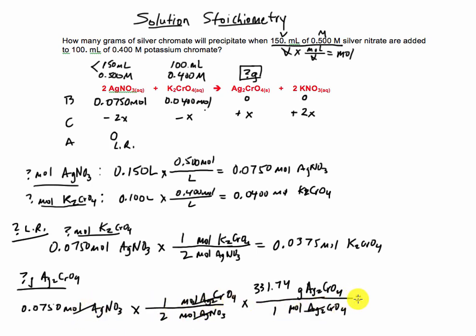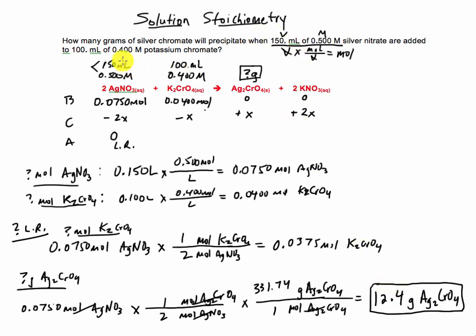If I do that calculation, 0.075 divided by 2, multiplied by 331.74, we end up with 12.4, three significant figures, so 12.4 grams of silver chromate. Again, like I said, nothing new there, pretty much the same thing as we did before.